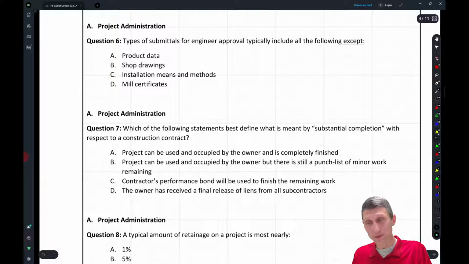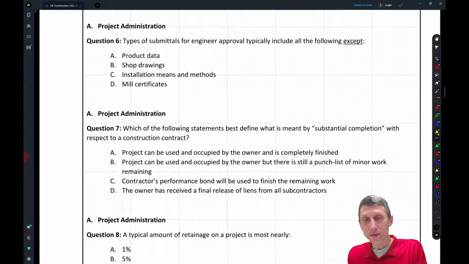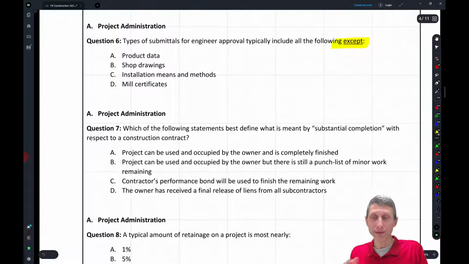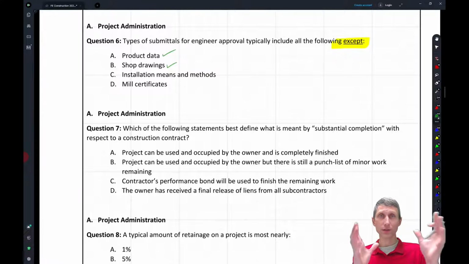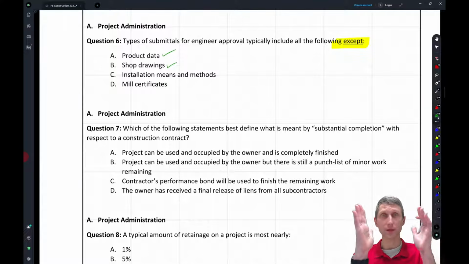So types of submittals include all of the following except, so we have to be careful. Product data, we did talk about product data. That's one that typically is included. Shop drawings, what are shop drawings? This is like, you do your structural steel drawings and you have a column grid that's 30 feet between column grid. What's the shop drawing?